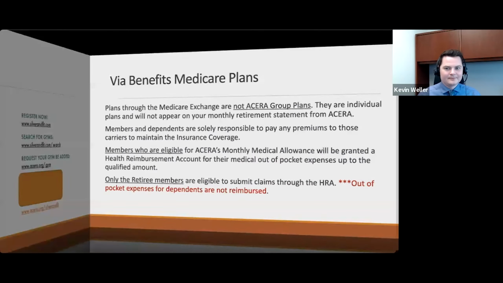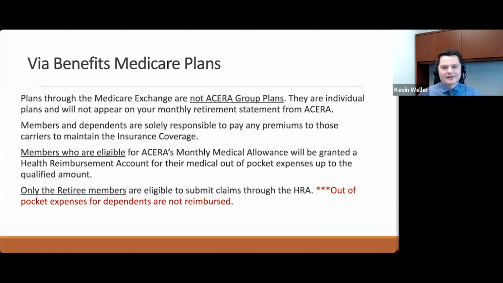Next slide, please. Okay. If you don't want Kaiser Senior Advantage and you'd rather choose a Medicare plan elsewhere, like we were talking about in that example earlier, if you're on United Healthcare now and you really like them and want to stick with them, you can go through Via Benefits to select your plan. When you go through Via Benefits to select a Medicare plan, these are not Acera group plans. The coverage listed in our open enrollment guide and on our website, where it talks about the different plan benefits, is specific to our Acera group plans, right? So these are considered individual plans, and they're not going to be paid for through your Acera check.